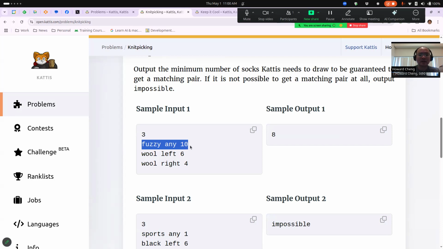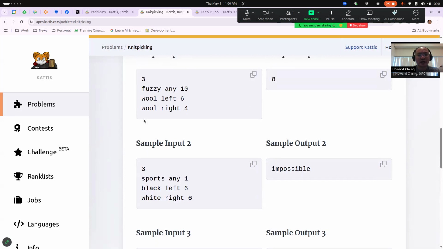Okay, so that's the first observation. Second observation here, I have wool that have 6 left and 4 right. What is the maximum number of wool socks I can pick up and still not have a matching pair? Well, I can pick up 4 right, or I can pick up 6 left. So the maximum I can pick up is 6 and still not have a matching pair. But as soon as I pick 7 wool socks, I'm guaranteed to have a matching pair.